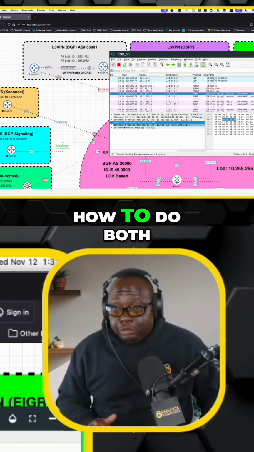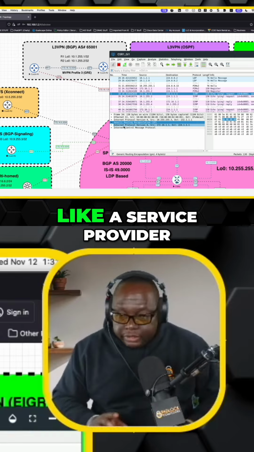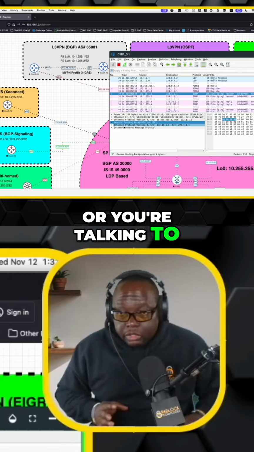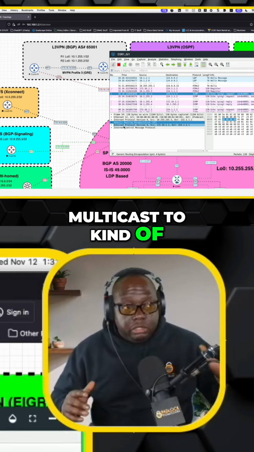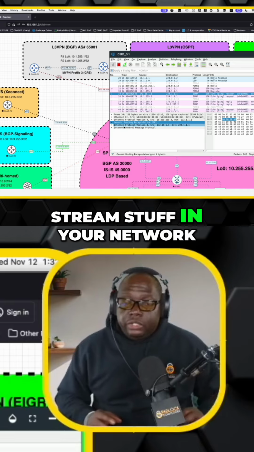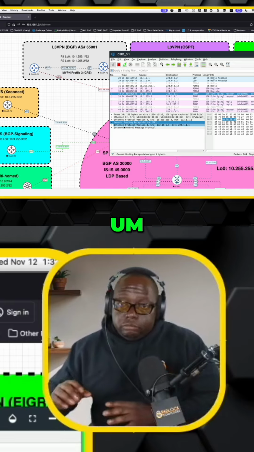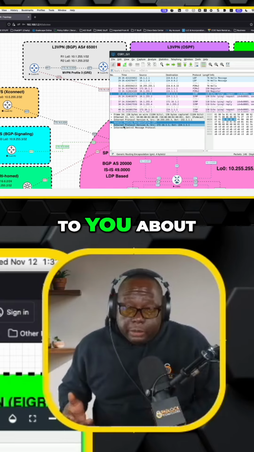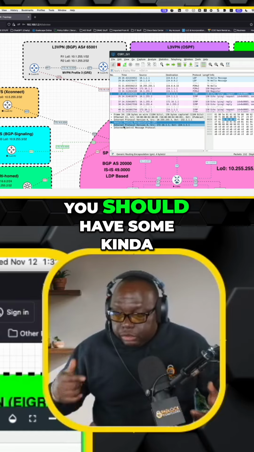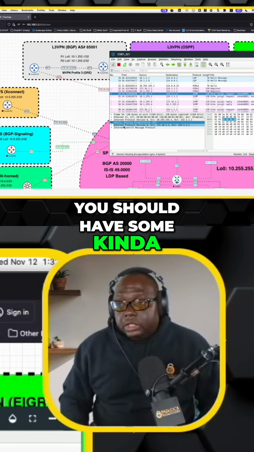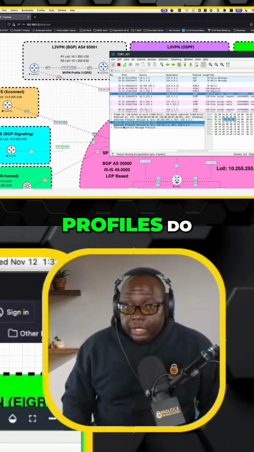But you should know how to do both, especially if you're going for service provider or you're talking to service providers about using multicast to kind of stream stuff in your network. You need to know what they're really talking to you about. Hey, they say, yeah, we're using profile, whatever. You should have some kind of understanding what these different profiles do, right?